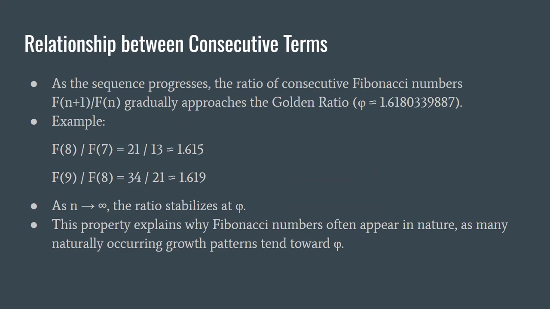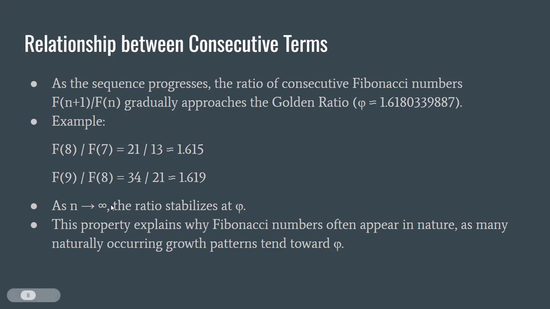The relationship between consecutive terms gradually converges towards the golden ratio the more you go up. So if you divide a term by its previous term, the further you go up, the closer you get to 1.618, this long drawn out number. As you can see, f of 8 over f of 7 equals 21 over 13. And as you go up, it progressively gets closer. And as you approach infinity, the ratio stabilizes.